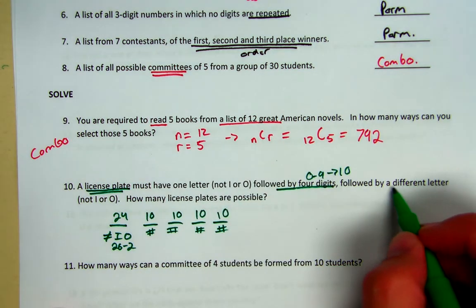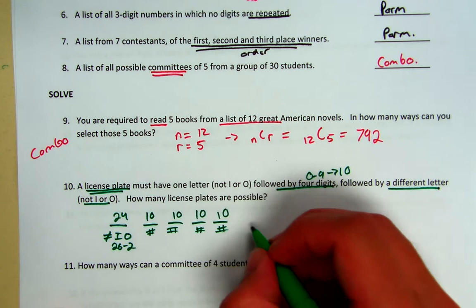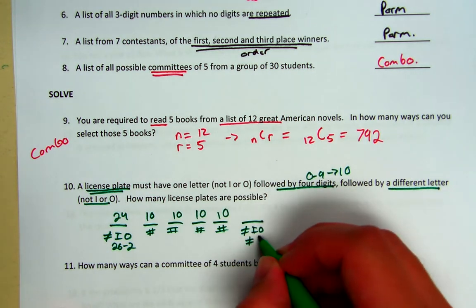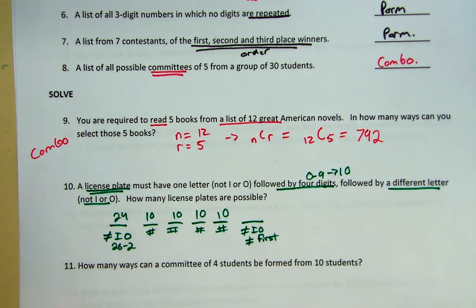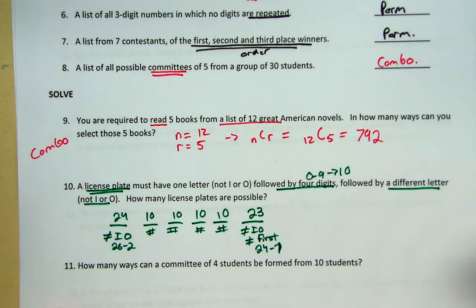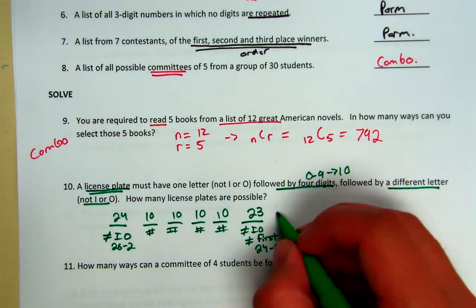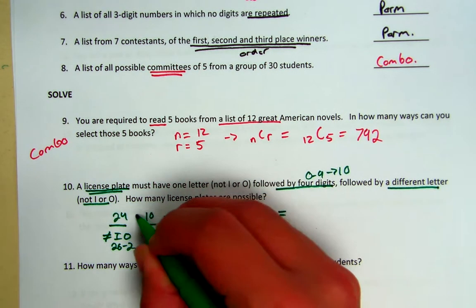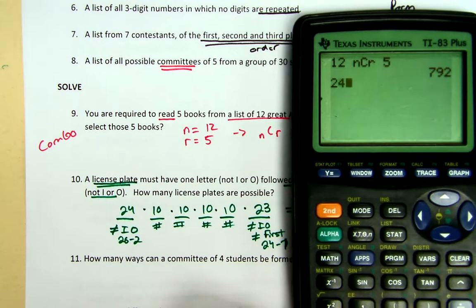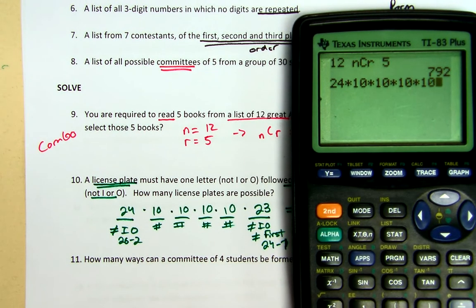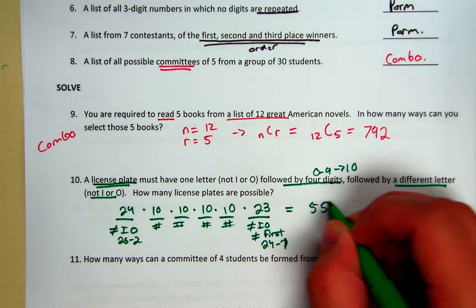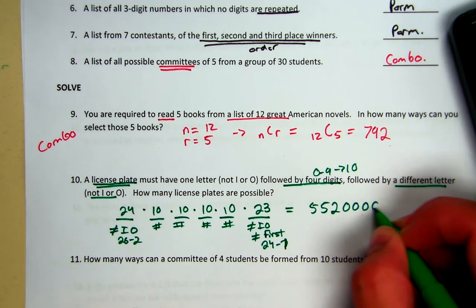And finally, a different letter, not I or O again. So not equal to I or O, and not equal to the first letter. So it can't be the first letter, so we take away 1 more from the 24 options. Multiply all these options together. And what do we get? So we do 24 times 10 times 10 times 10 times 10. 53, 552, 0, 0, 0, 0.